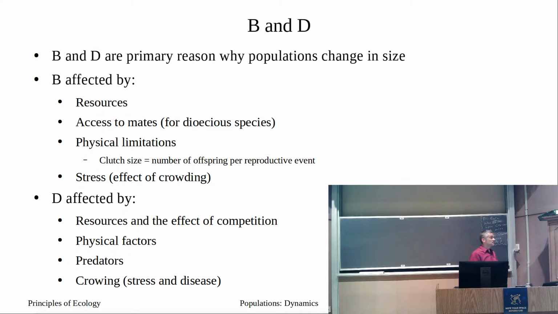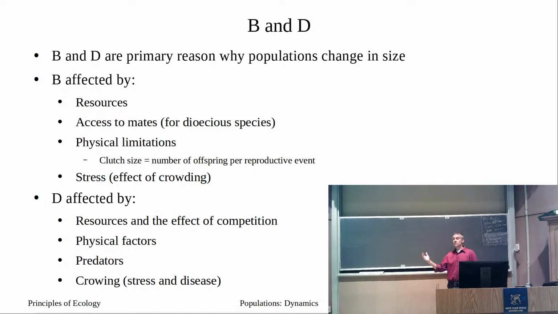Access to mates. Now this applies strictly to the dioecious species, because those species need to find a mate in order to reproduce. Physical limitations will also affect the birth rates. As we said, sometimes our individuals can't reproduce, or they can't increase their reproductive output. There's a limit to that.